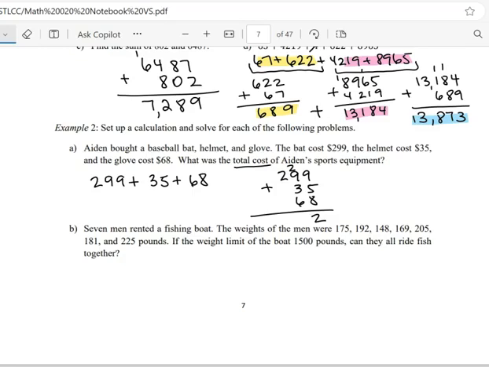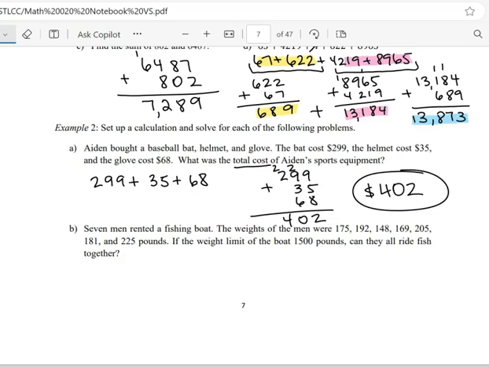So then we have 2 plus 9 is 11. 11 plus 3 is 14, and 14 plus 6 is 20. 2 up, 0 down. And then 2 plus 2 is a 4. So the final answer, he spent $402 on his sports equipment.